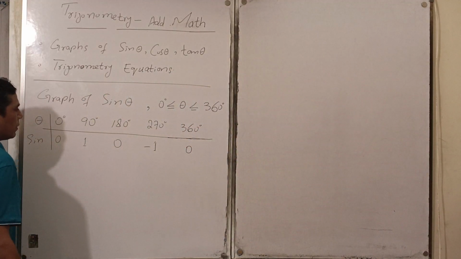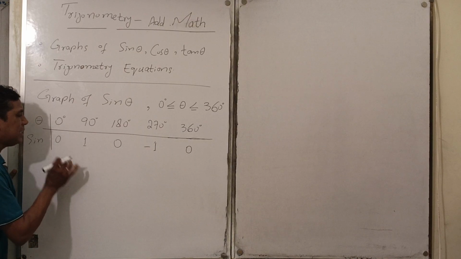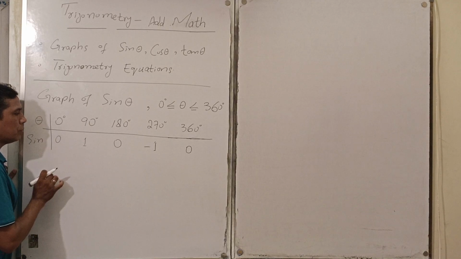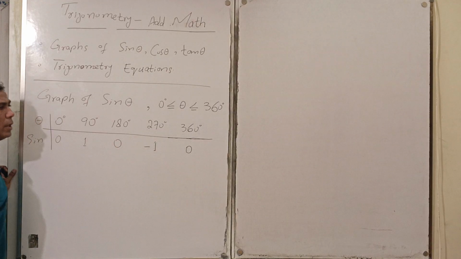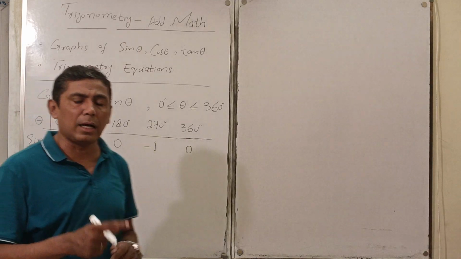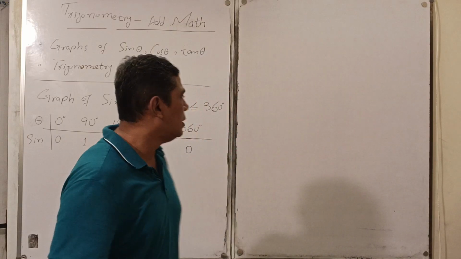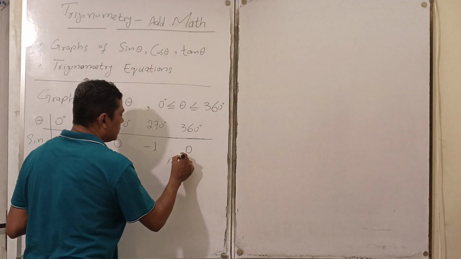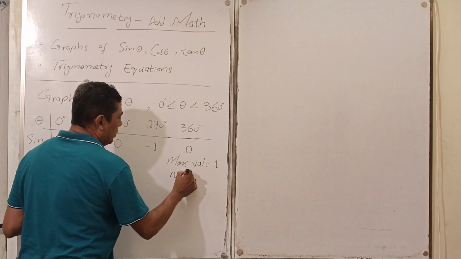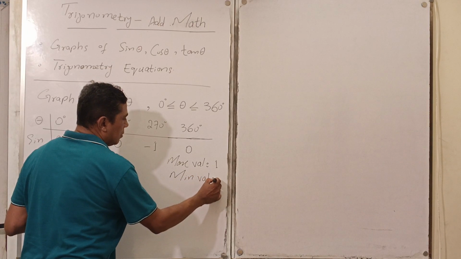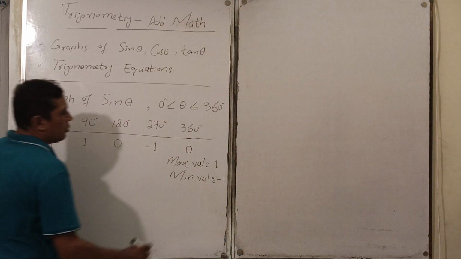Now look at this one. Just plot this one. Look at these values. What is the maximum value of this graph? 1. And the lowest value of this graph is -1, so the graph of sine theta lies between 1 and -1. Am I right? So we can write here that the max value is 1 and the min value is -1.